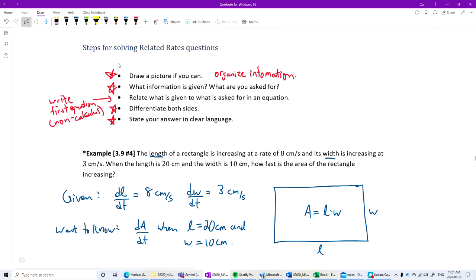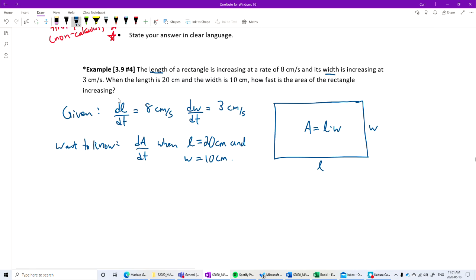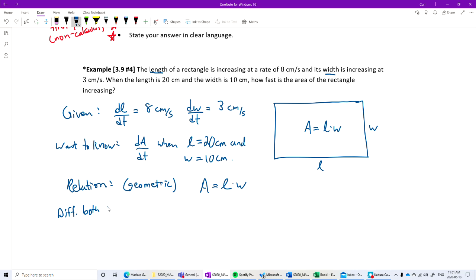So now we've done the second part. Relate what is given to what is asked for. What's the connection? So the relation is a geometric one here. And we already wrote it there, right? So that's A equals L times W. And then the next step is we're going to differentiate both sides. So this is like implicit differentiation.